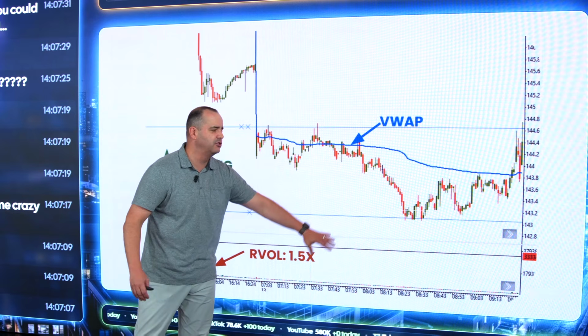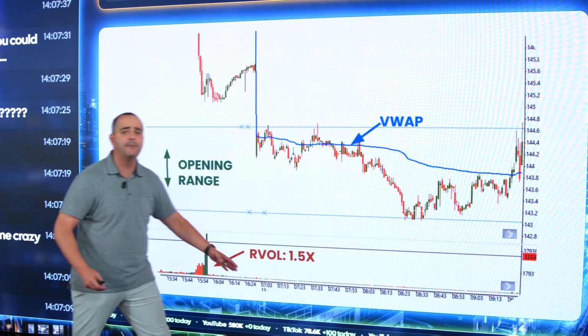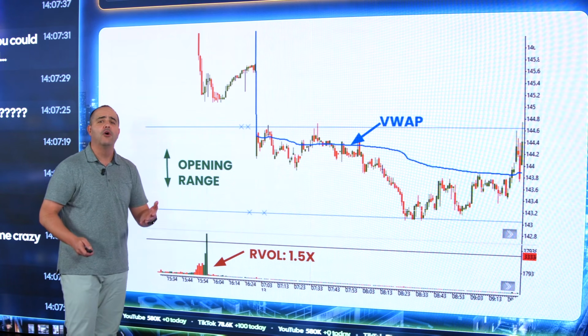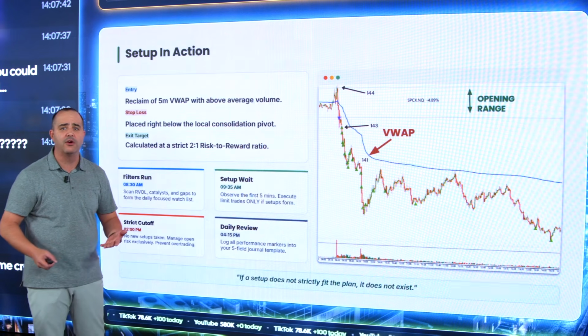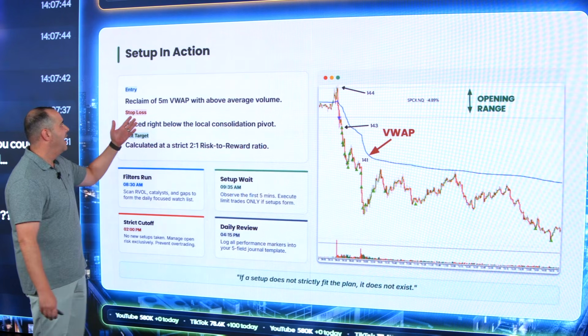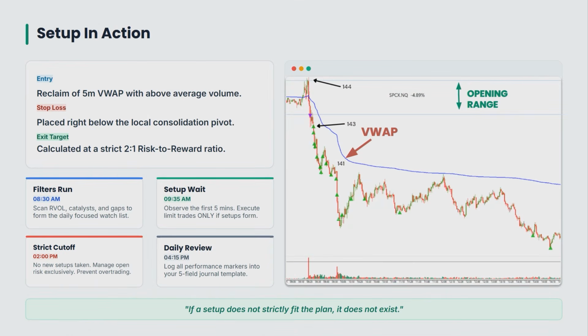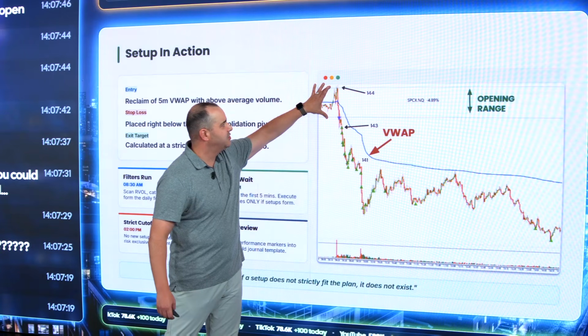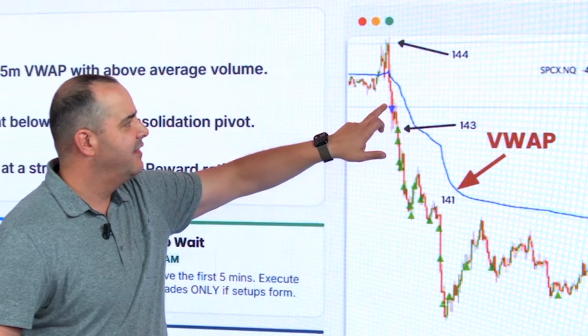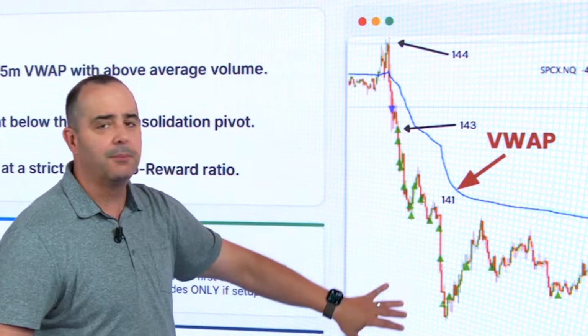Unfortunately, you're not going to see huge volume spikes in the pre-market, but take my word for it, it did have high relative volume in the pre-market, okay? So now let's go over to the trade and let's break it down. Okay, here's the opening trade that we have right now. And what it was, here's the opening range, right? There's your 144, there's your 143, and here's the breakdown.